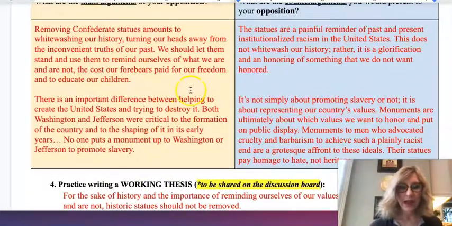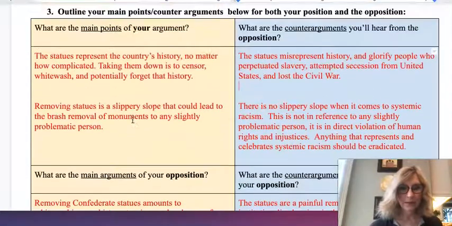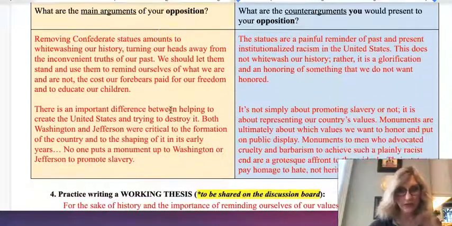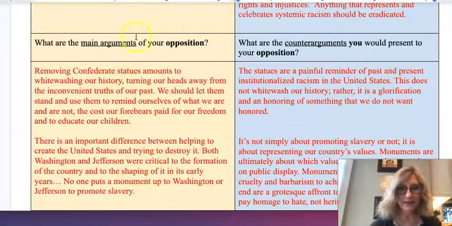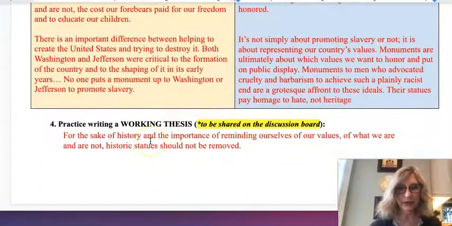So that would be where you would get your main arguments, from this tannish yellowish column here. You could either put your ideas at the front or at the back. So you could say historic statues should not be removed for the sake of history and the importance of reminding ourselves of our values of what we are and what we are not. So hopefully that helps you.